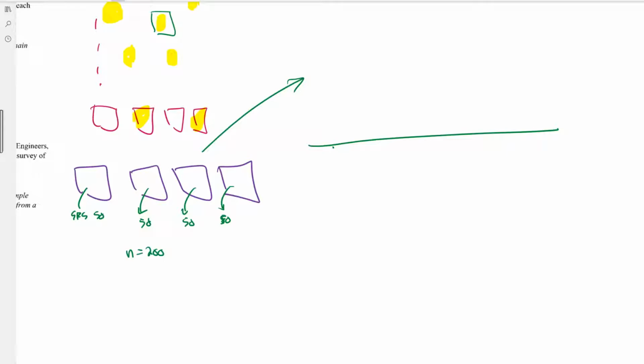If we take a simple random sample, maybe this is the true proportion of people that think they're doing a good, that like their job, right? If I take a simple random sample, I'm going to get p-hat values that are kind of like this. Some of them are going to be close to the true value. Some of them might be a little bit further away.